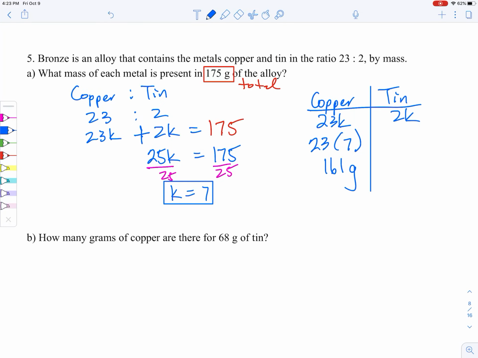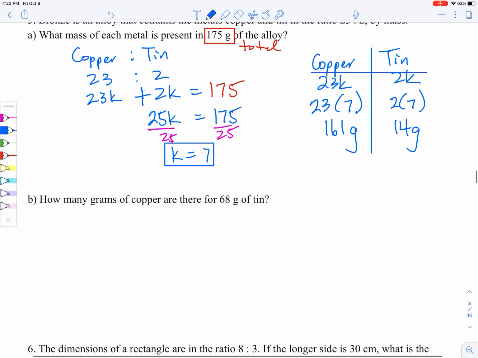And then tin is going to be 2 times 7, which is 14 grams. The next one asks us to work out how many grams of copper are there for 68 grams of tin.